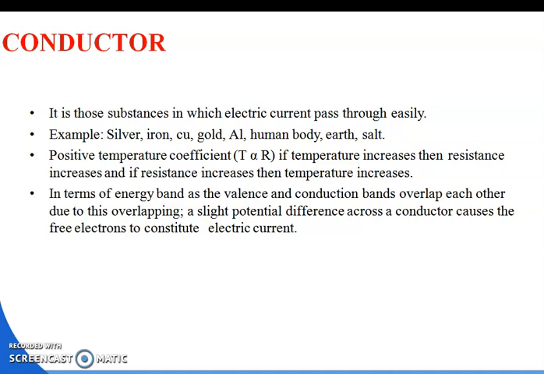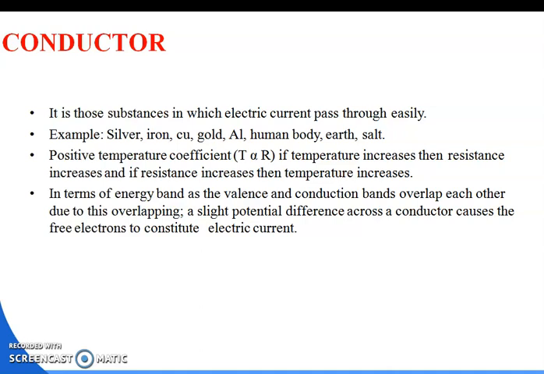All conducting materials are PTC. What is PTC? It means positive temperature coefficient. That is, temperature is directly proportional to resistance. If the temperature increases, then resistance also increases. If resistance increases, then temperature also increases. That is, T is directly proportional to R.